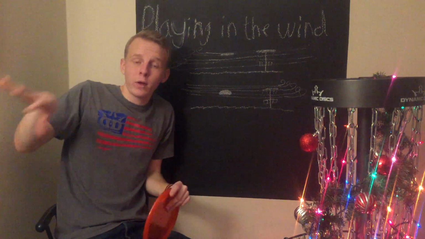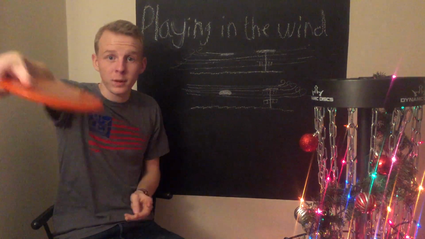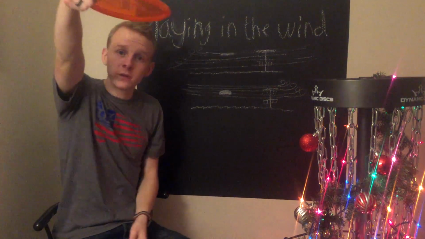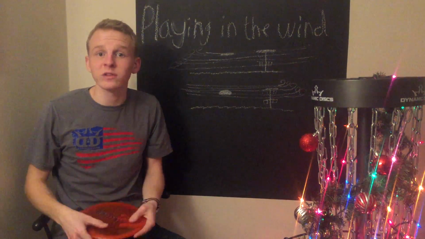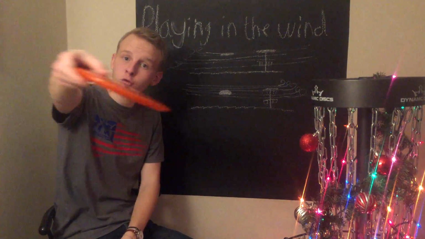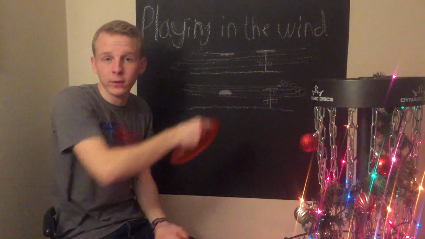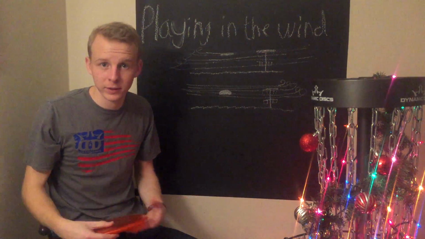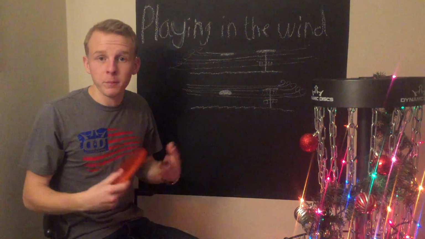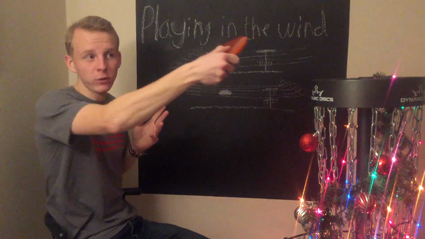So that means in a right to left crosswind, I'm throwing a backhand hyzer. The wind will get under here, lift it up, add distance, but also towards the end of its flight, it's going to get pushed further left because of the crosswind, and it's going to skip when it hits the ground. So this adds unpredictability. Now in a left to right crosswind for maximum distance, I'm throwing a stable anhyzer.